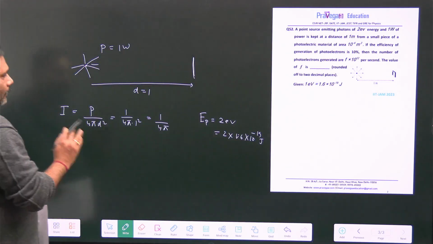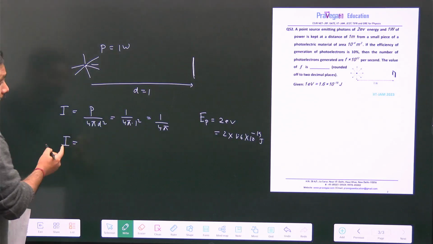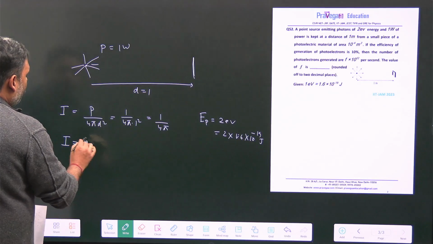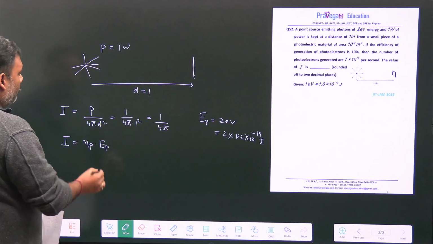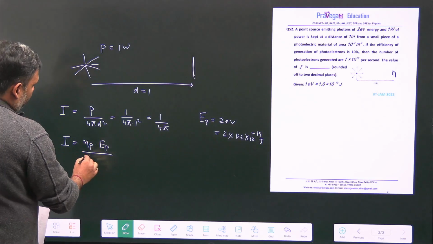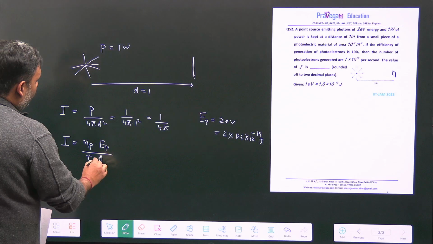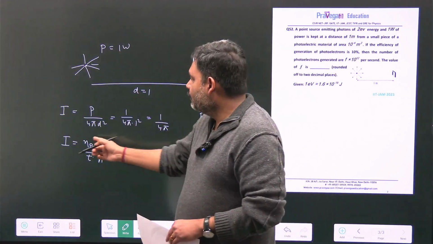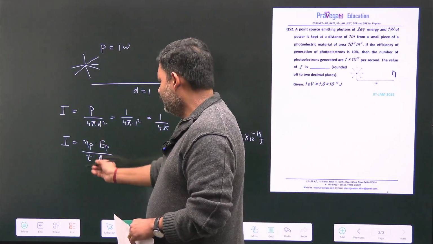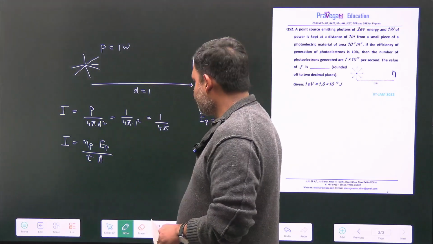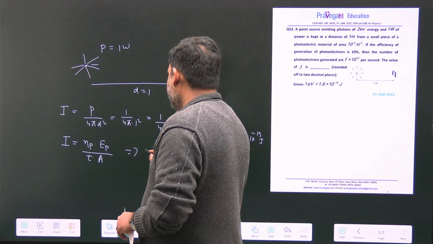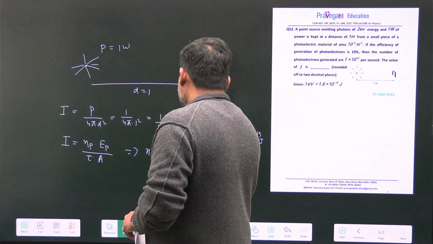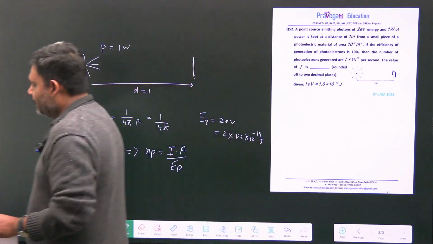Now, intensity can also be defined in terms of photons. In terms of photons, intensity is the number of photons times the energy of each photon, divided by time into area. From there, we can find the value of Np, we have to find Np by T basically. So the value of Np is I into A by Ep.